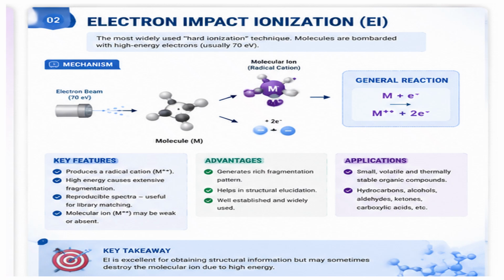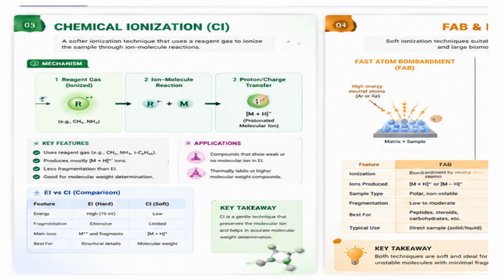The main feature of EI is that it produces strong fragmentation because of high energy. These fragments create reproducible spectra, which are useful for library matching and structural identification. The advantages of EI are that it gives a rich fragmentation pattern, helps in structure determination, and is a well-established technique. EI is mainly used for small, volatile, and thermally stable organic compounds, such as hydrocarbons, alcohols, aldehydes, ketones, and carboxylic acids.